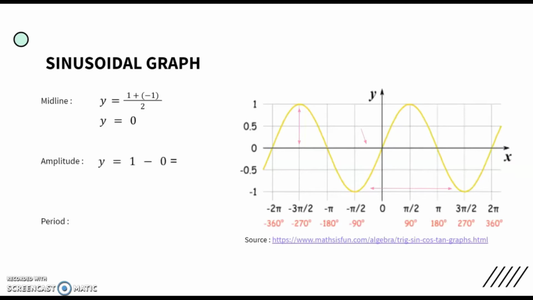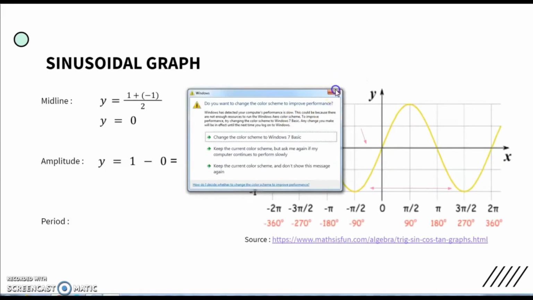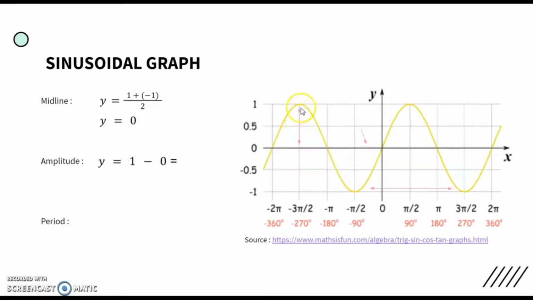So the amplitude is half the distance between the maximum and minimum point. But I can also do the distance between the maximum and the midline. So I take the maximum minus 0, which is the midline, and I get 1.